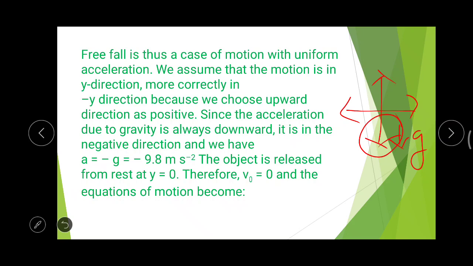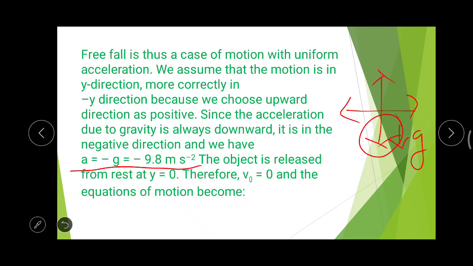For representing the direction also, you have to take the g value as a minus value, that is minus g, then the value will be minus 9.8 meter per second square. So the direction of the motion is also in the negative direction. The direction of acceleration is also negative. Now let us come. So the acceleration minus g is equal to minus 9.8 meter per second square.